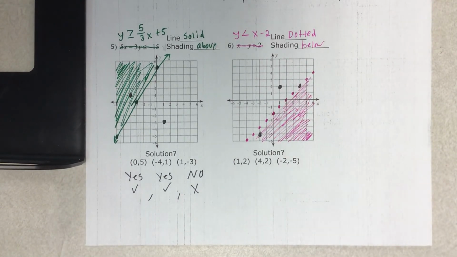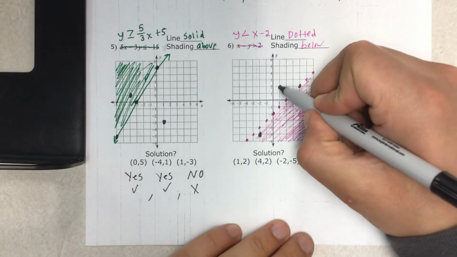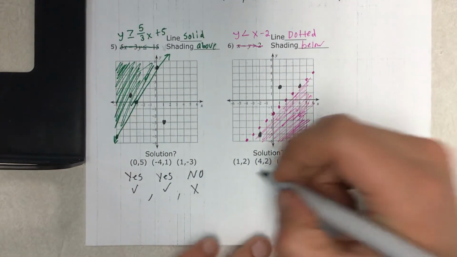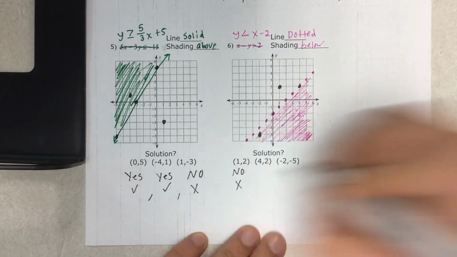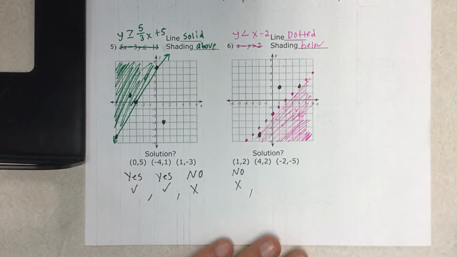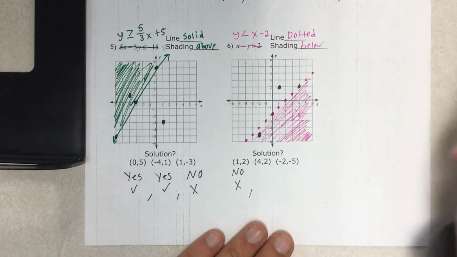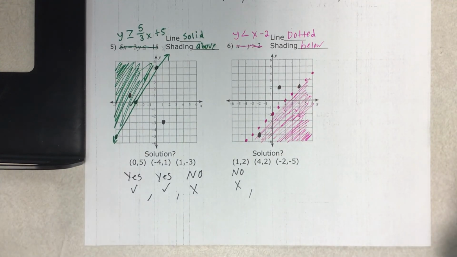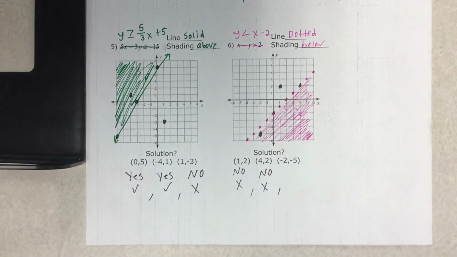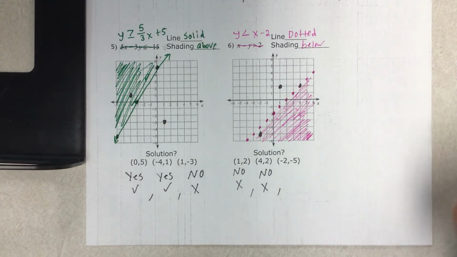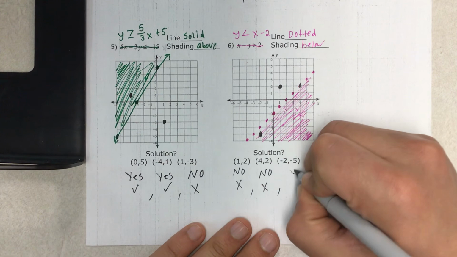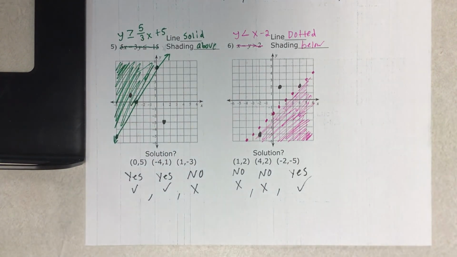Okay? Now, 1, 2, again, this is the point right here. It's not in any shading. It's not on any line. That is obviously not a solution. No. 4, 2, on the other hand, is on that line, right? It's on that dotted line. But remember, if a point lies on the dotted line, no, not a solution, okay? And -2, -5, well, that's clearly in the shaded. So that is yes, solution, okay?